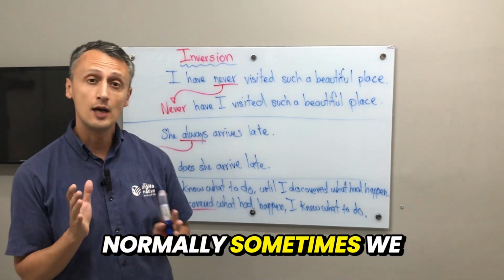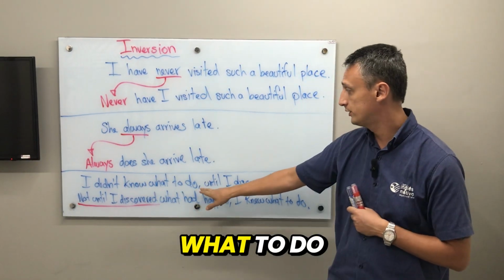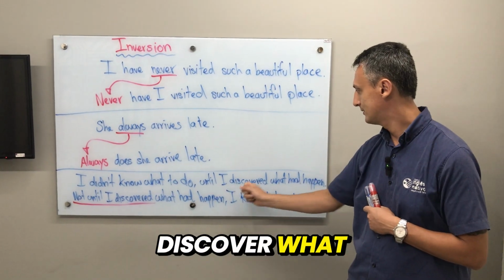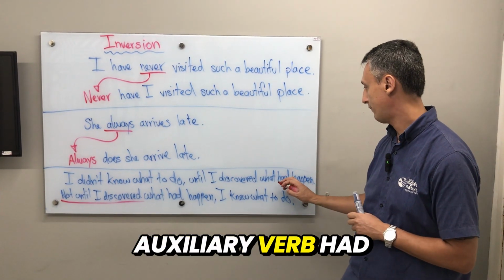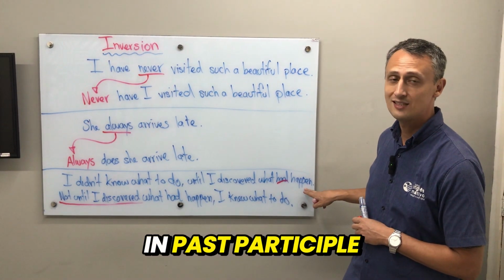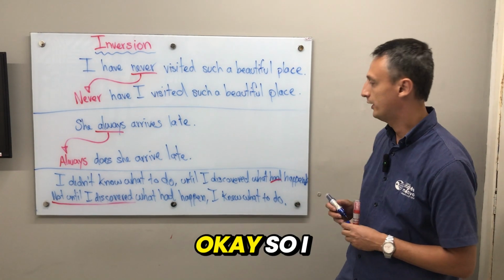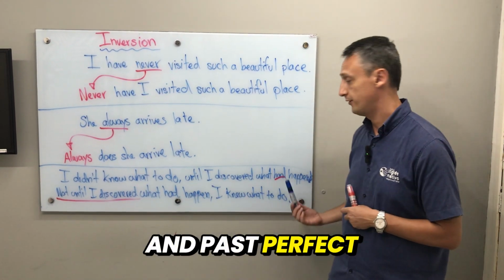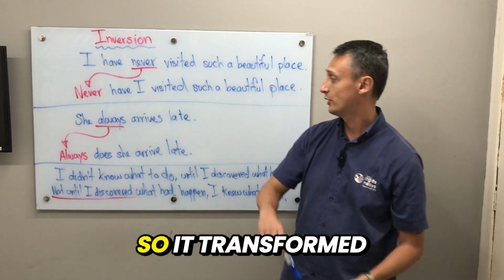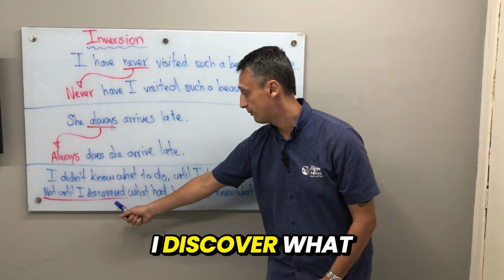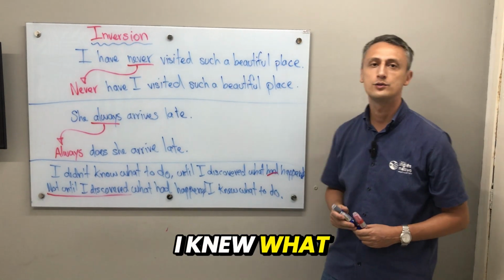And the last one. Sometimes we can change clauses. In this case, we have two clauses. I didn't know what to do, until I discovered what had happened. So I have past perfect, I have the auxiliary verb had, and the verb in past participle. That, by the way, is happened. Okay? So I have simple past and past perfect. We know past perfect happened first. So I invert the whole clause. It transforms to: not until I discovered what had happened did I know what to do.